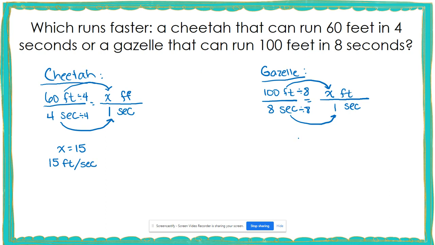Instead, I'm going to get a decimal, but I get 12.5. This means that a gazelle travels at 12.5 feet per second. When I compare the cheetah, which travels 15 feet per second, to the gazelle, who travels 12.5 feet per second, I can see that the cheetah travels faster.